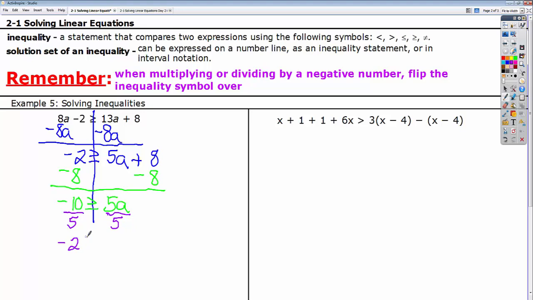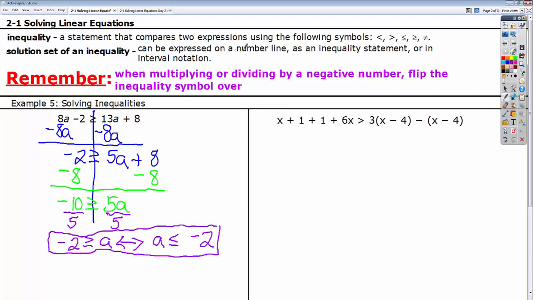Negative 2, greater than or equal to a. Perfectly acceptable way to write your answer. Keep in mind that you could write a on the left side: a is less than or equal to negative 2. These are the same thing. Okay, that's your inequality form.